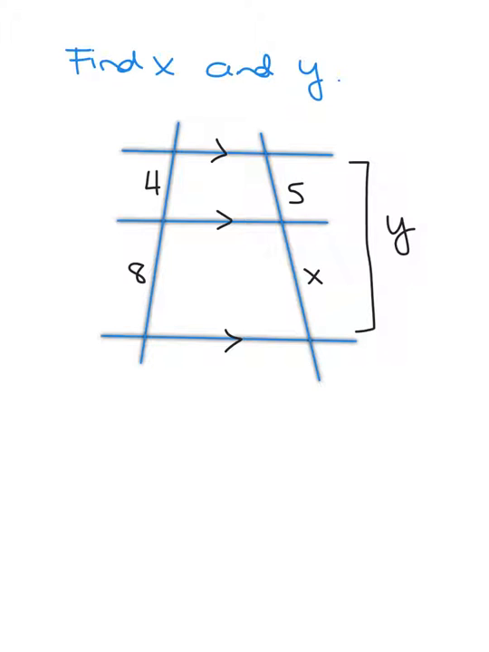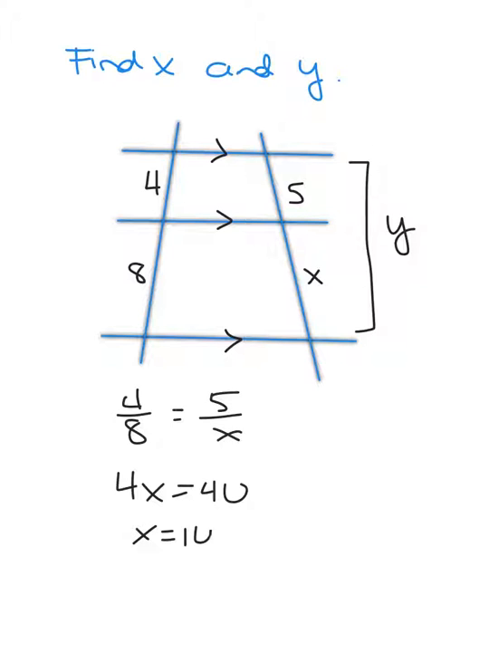Let's look at an example. I know that I have 3 parallel lines and 2 transversals, so I know the transversals are marking off those segments proportionally. So I can say that 4 is to 8 is the same as 5 is to x. So I can say 4x is equal to 40, so x is equal to 10. Now if I know x is equal to 10, I know y is 5 plus 10, so I know that y is going to be equal to 15.